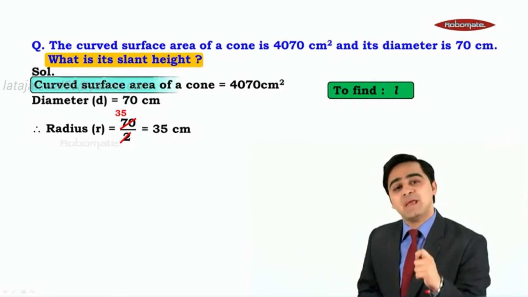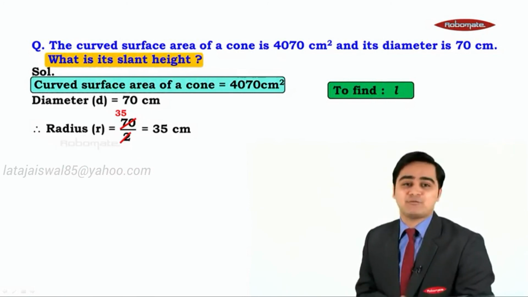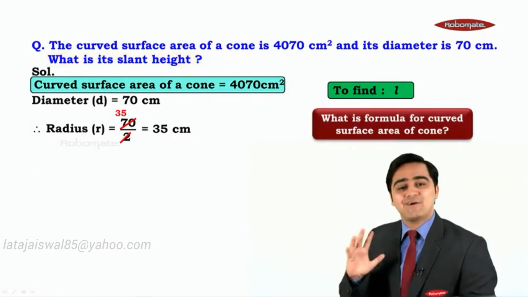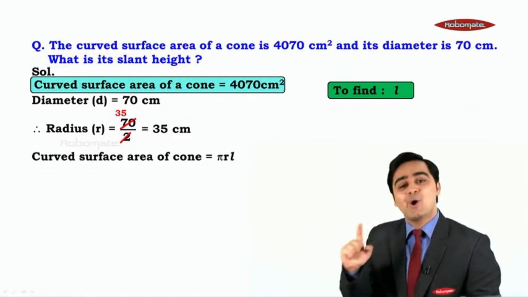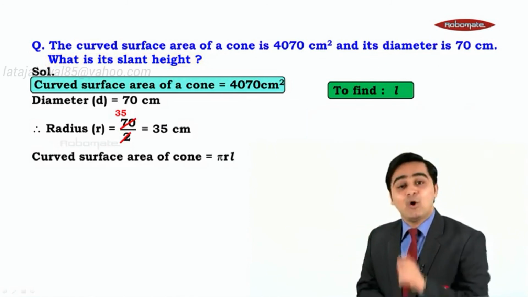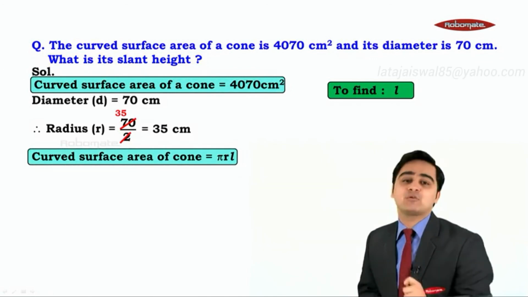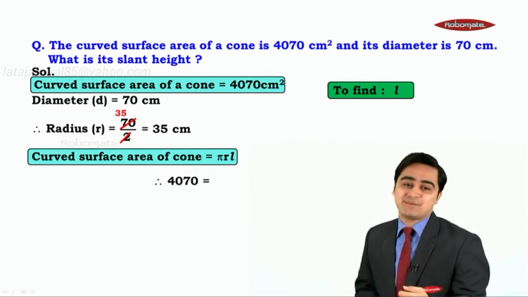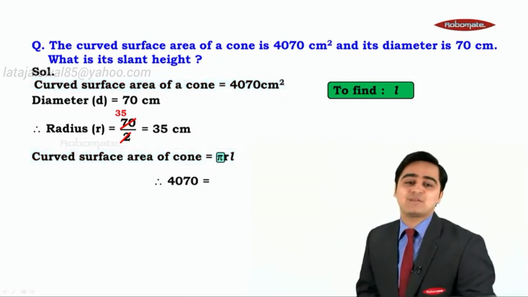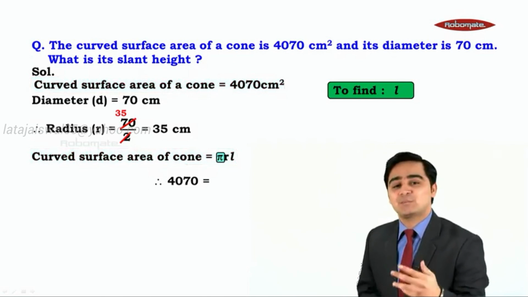Now my dear students, we have been provided with the curved surface area of a cone. What is the formula to find the curved surface area of a cone? Yes, it is pi r l. So we'll write curved surface area of cone is equal to pi r l. Observe, we have curved surface area of cone equal to 4070, and also curved surface area equal to pi r l. So the next step is, therefore, 4070 is equal to pi r l.